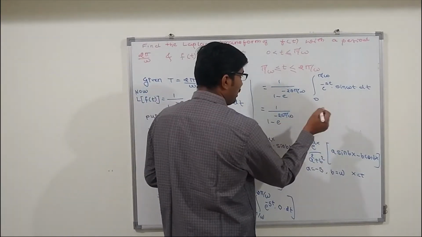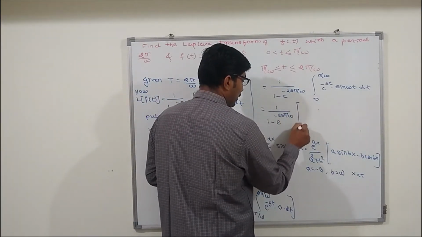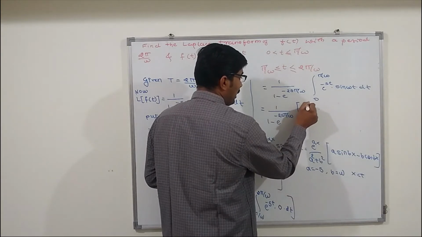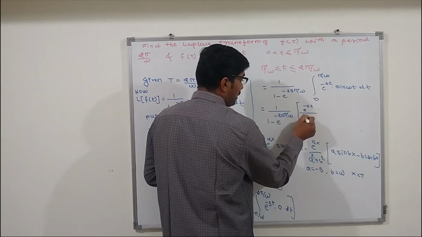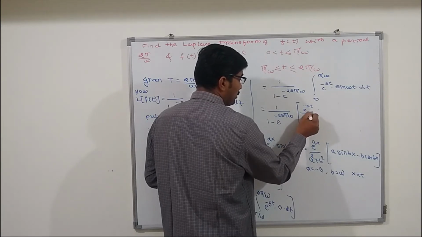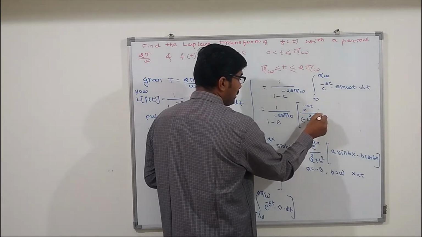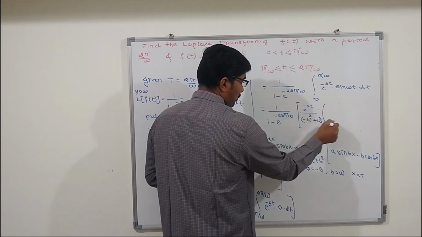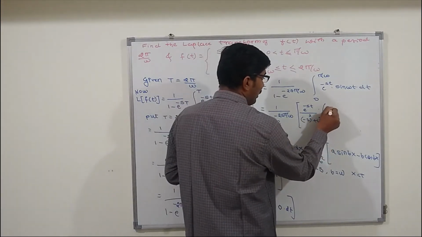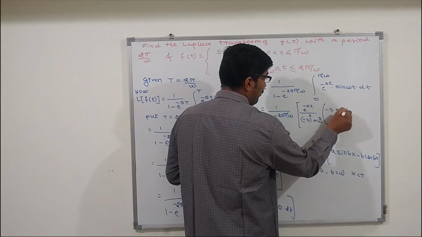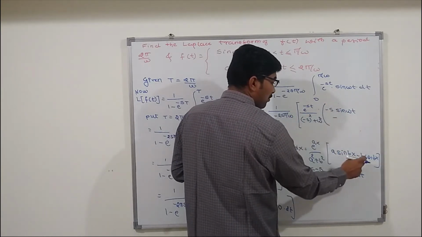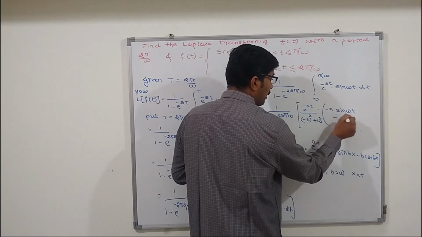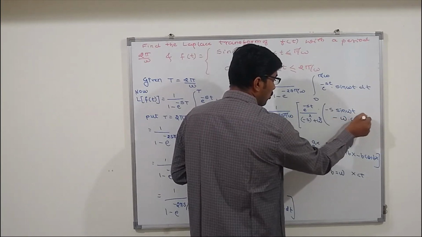If you substitute here, you will get e raised to ax, which means e raised to minus st, divided by a square, which means minus s whole square, plus b square, which is omega square, into bracket a value minus s sin, b value omega, x value t, minus b value omega into cos omega t.